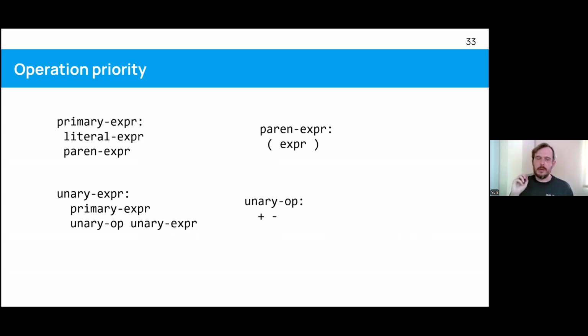And the way it works, if you write minus, minus, minus 2, what will you get? You will get a unary expression minus, whose operand will be a unary expression, again minus, whose operand in turn will be a unary expression of minus, and the operand of that last expression will be 2.